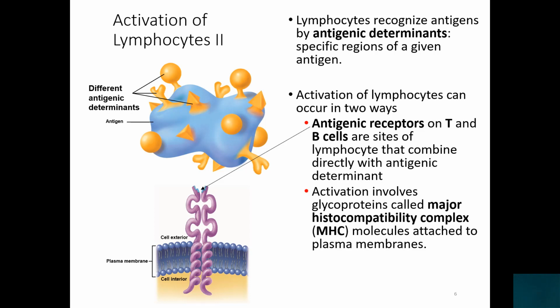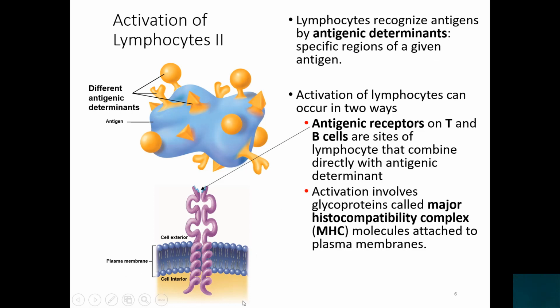Let's talk about the structure of antigens first of all. So that is some foreign body, bacteria or virus, and on their surface there are antigens. You know that. And on the top of antigens, there are what are called antigenic determinants. They have different shapes, as you can see. And so here they are. Antigenic determinants are specific regions of a given antigen.